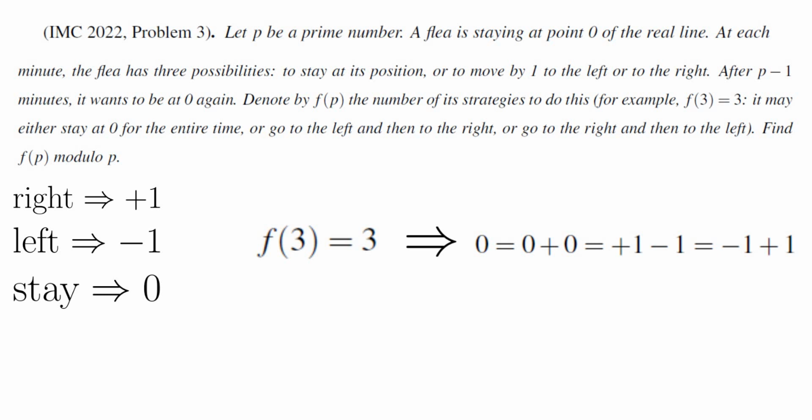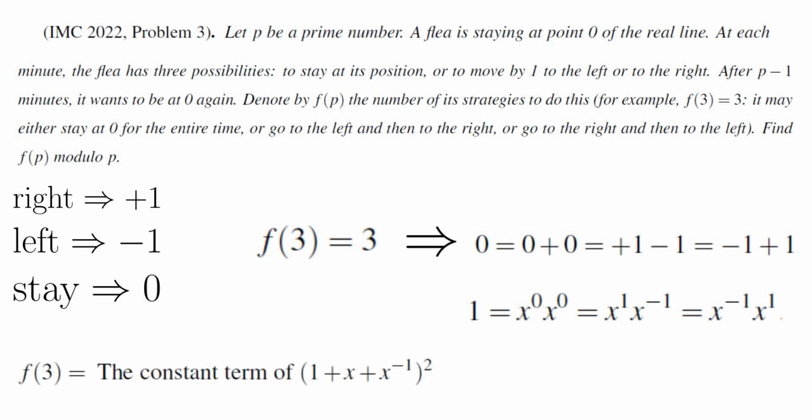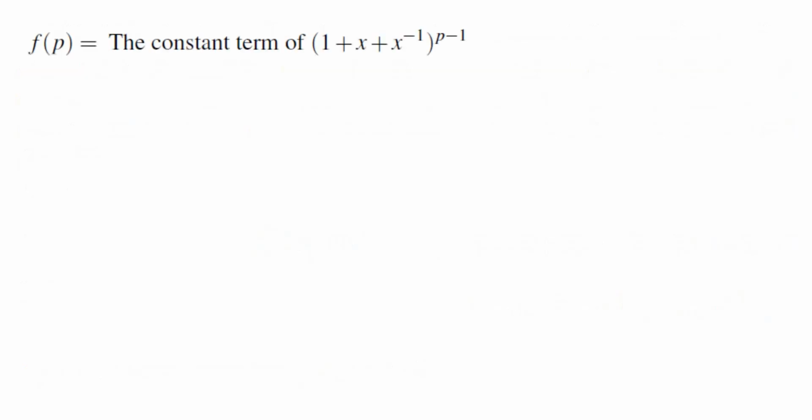So these are the 3 ways to represent 0 as the sum of two numbers, 0, 1, or -1. Another way of thinking about that would be to write down 1 as x to the power of 0 times x to the power of 0, x to the power of 1 times x to the power of -1, and x to the power of -1 times x to the power of 1. In other words, in order to find f of 3, we need to find the constant term of (1 + x + x inverse) to the power of 2. How does that work? The way it works is that if you multiply 2 copies of (1 + x + x inverse), you're multiplying the terms, and in order to get the exponents to add up to 0, it means you're producing the constant coefficient. Now, in general, f of p would be the constant term of (1 + x + x inverse) to the power of p minus 1.